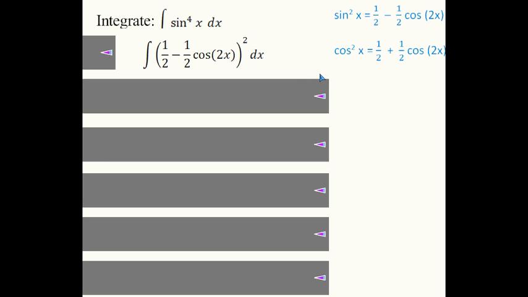Here it's cut off a little bit, but we have the integral. We want to integrate sine to the 4th x dx. Well, this isn't sine squared, but it's close to it. We can actually rewrite this as sine squared squared. So this is really the same as integrating sine squared x squared. And so what we're going to do, we're just substituting in for this sine squared x, the identity here.